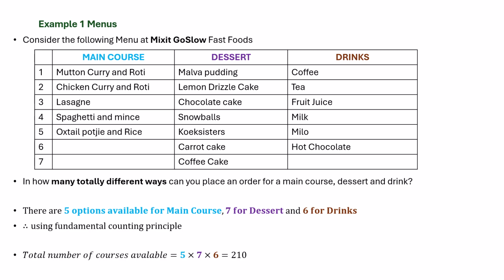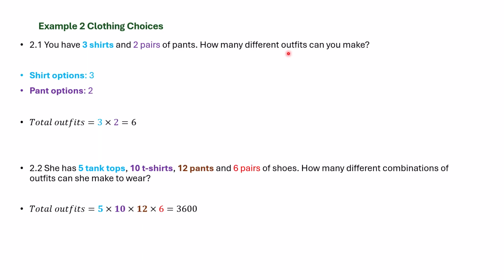Right, let's look at another example. So clothing choices. Right, so you specifically have 3 shirts and 2 pairs of pants. How many different outfits can you make? Now take note, I didn't even include shoes here for boys, because generally, boys, we will just put on the shoe that matches color-wise our outfit. So I have 3 options for shirts and I have 2 options for the pants that I want to wear. So my total outfits would be 3 times 2.